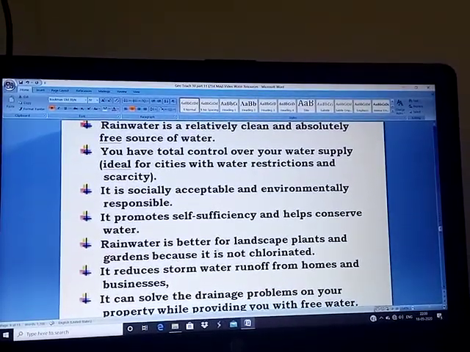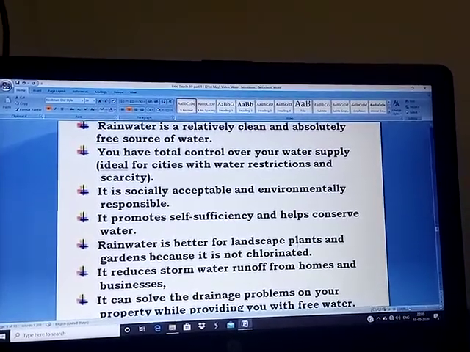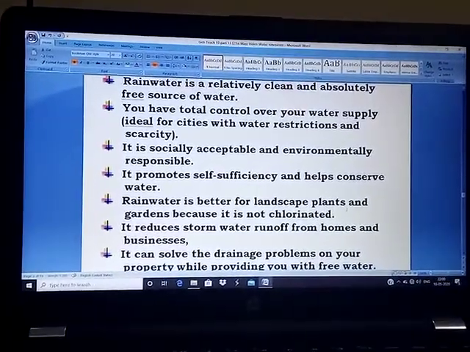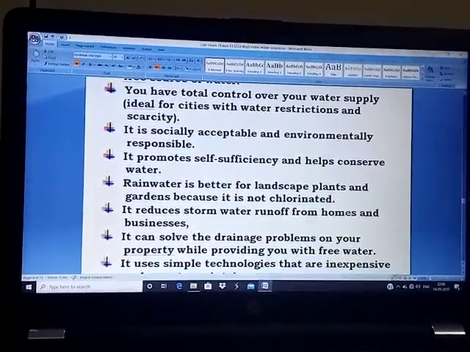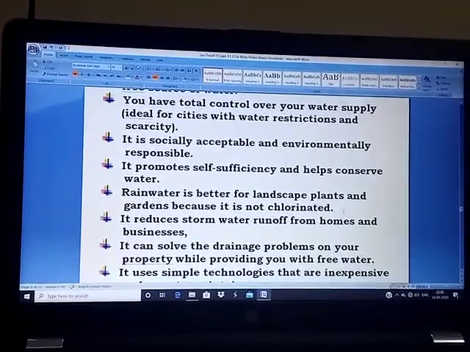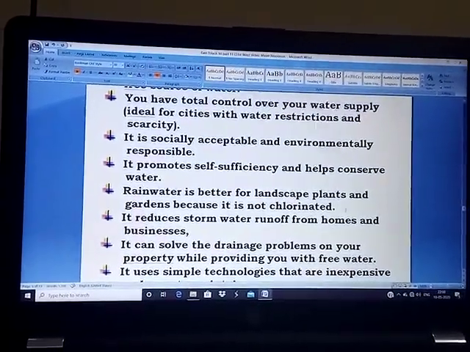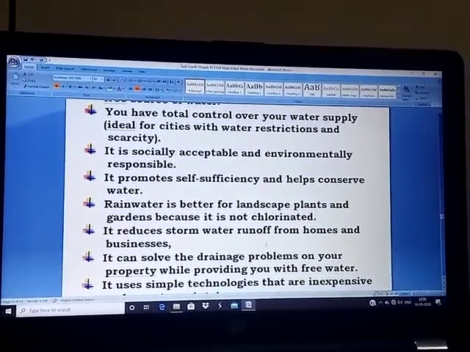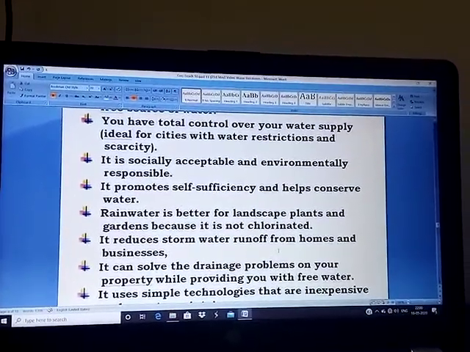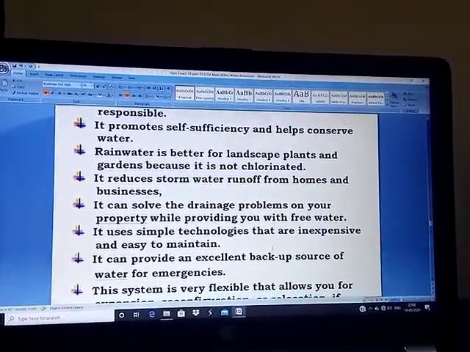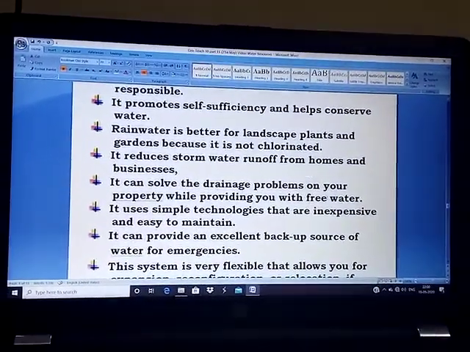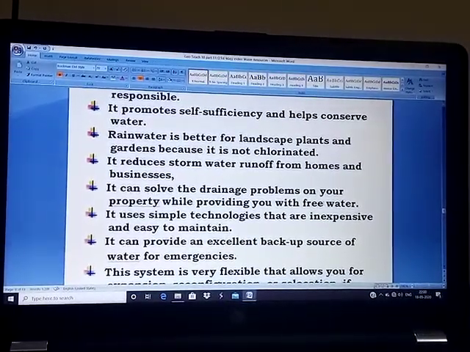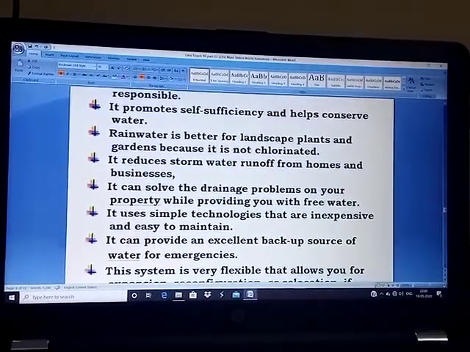Rainwater is better for landscape plants and gardens because it is not chlorinated. Remember, our drinking water which is supplied by the corporations or by government is chlorinated, treated. It reduces storm water runoff from homes and businesses. It can solve the drainage problems on your property while providing you with free water. Yes, we don't have to buy rainwater, it's free.